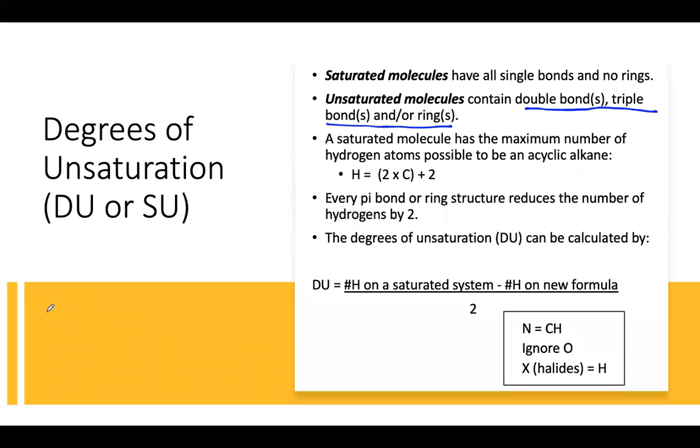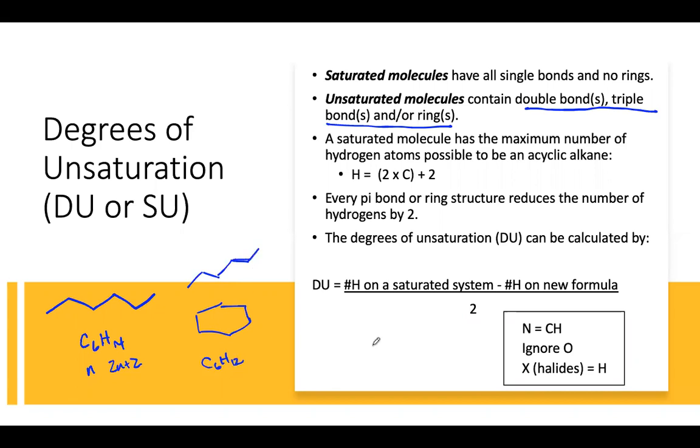So what happens if you look at a structure like hexane that has C6H14, because the formula is always N for the number of carbons and then 2N plus 2 for the number of hydrogens. So if this is 6, 2 times 6 is 12 plus 2 is 14. But you'll notice as soon as I make it a cyclohexane, I'm at C6H12. Or if I make it a hexene, I'm at C6H12.